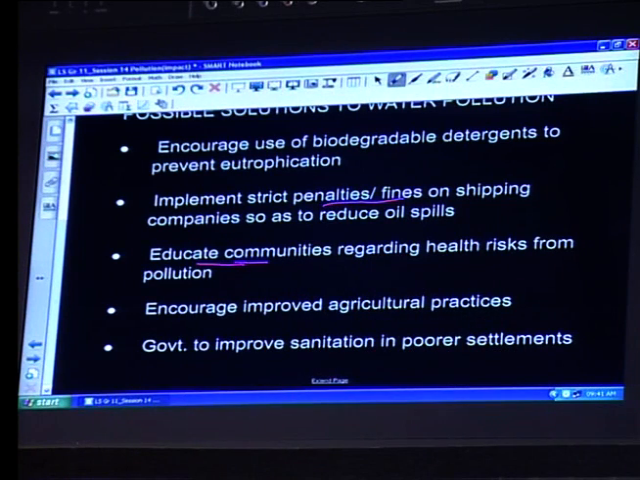Now, in the question, they can ask you for listing, say, 3 possible solutions, but you see 6 marks, and you think that no, if I give 1 point, I'll get 2 marks, but it does not work that way. For every point, there has to be a reason. So if you give a statement, give a reason for your statement. So if you say, educate communities, why? Educate communities on the health risks that pollution can cause.